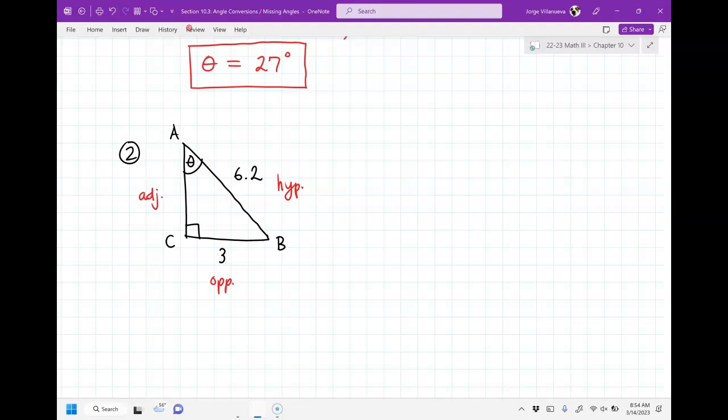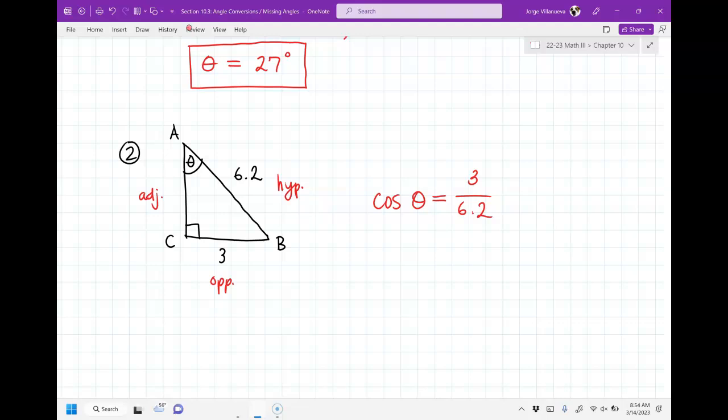Which trig function am I going to use? Cosine is adjacent over hypotenuse. Do I have adjacent? No, I don't, right? So I'm going to use sine, right? Sine is opposite over hypotenuse. That's exactly what I have, right? So again, it's not that this is hard. You just got to look and say which one matches, right? So cosine of theta is equal to opposite over adjacent.